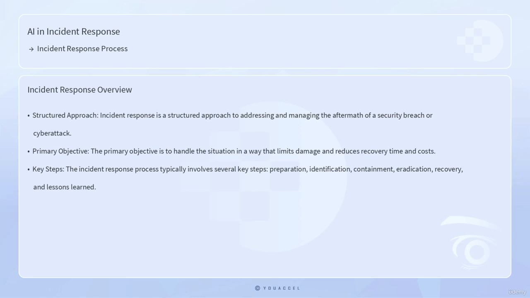Incident response is a structured approach to addressing and managing the aftermath of a security breach or cyber attack. The primary objective is to handle the situation in a way that limits damage and reduces recovery time and costs. The incident response process typically involves several key steps: preparation, identification, containment, eradication, recovery, and lessons learned. Each phase plays a crucial role in ensuring a comprehensive response to security incidents.